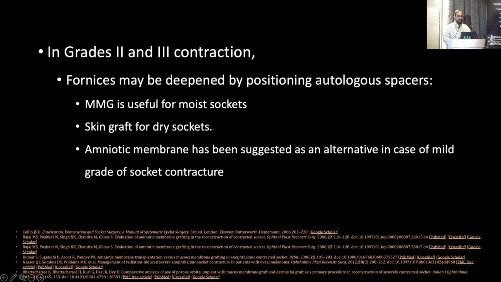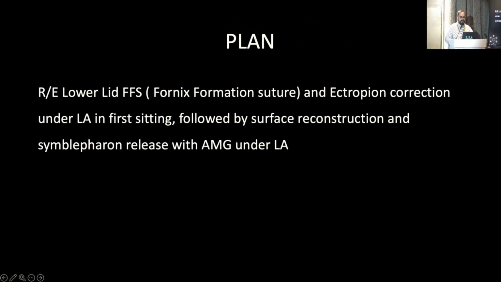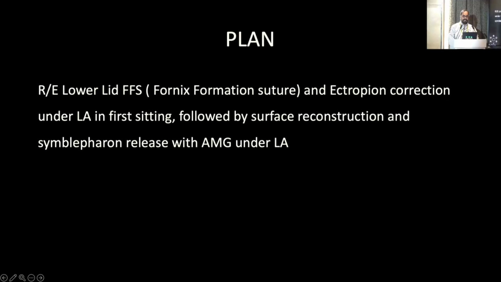And in grade 2 and 3 contraction, fornices may be deepened by positioning of autologous spacers. MMG is useful for moist sockets, skin for dry sockets, and AMG has been suggested as an alternative in cases of mild grade of socket contracture. So our plan was to make the lower fornix deeper. So lower lid FFS, that is fornix formation suture, with ectropion correction was done in the first sitting, which was followed by surface reconstruction and symblepharon release in the second sitting.